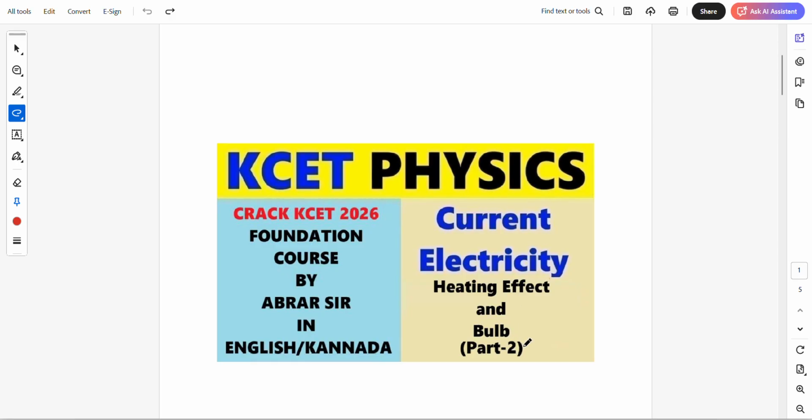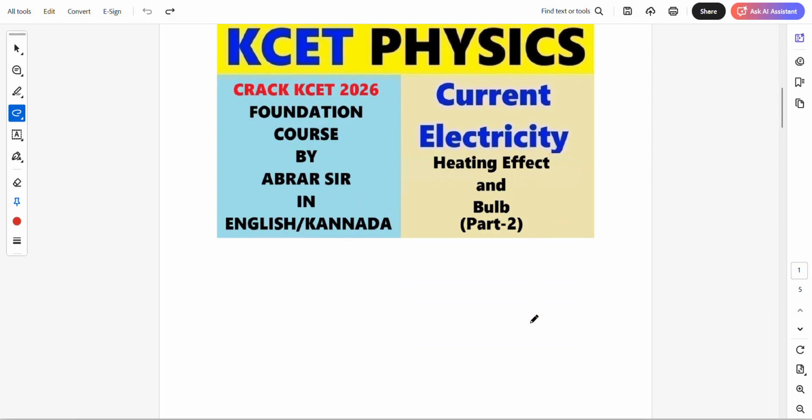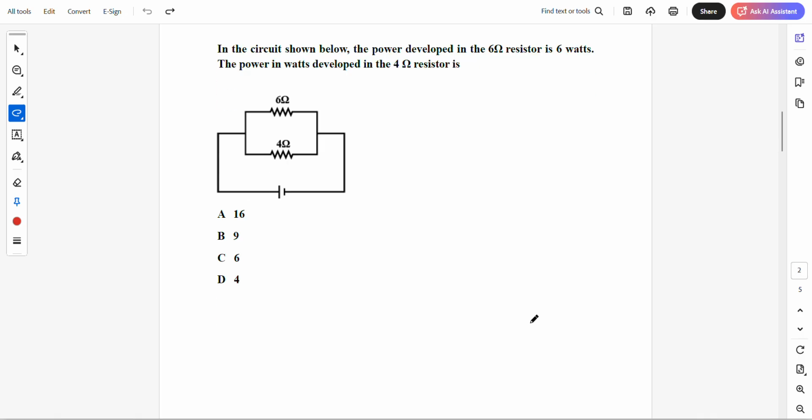This is part 2. I will teach you how to solve problems in just 45 seconds. This is the first problem of part 2. It is saying, in the circuit shown below, the power developed in the 6 ohm resistor, how much power developed, is 6 watts.